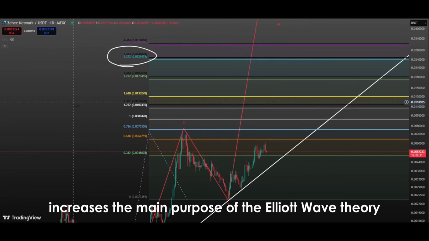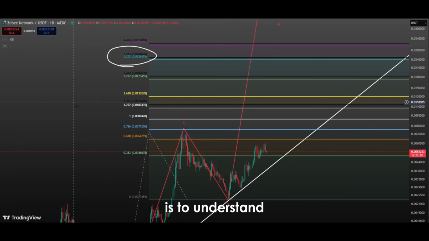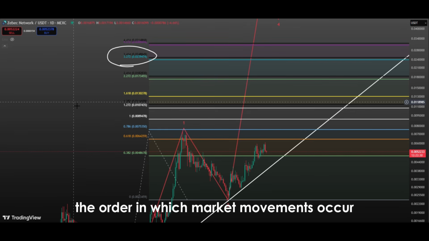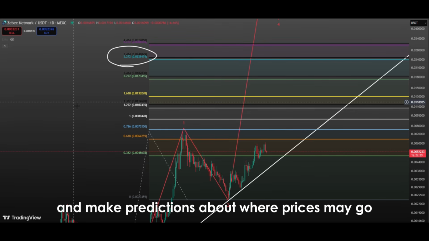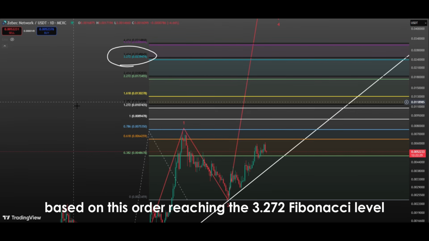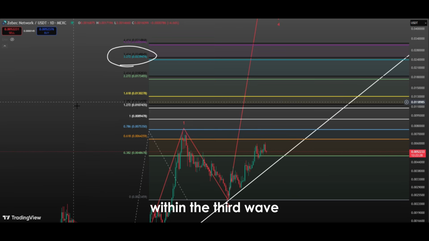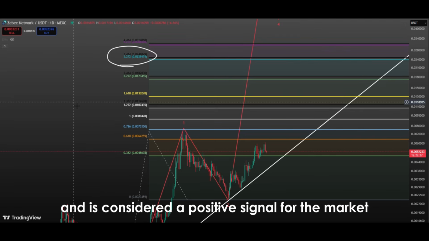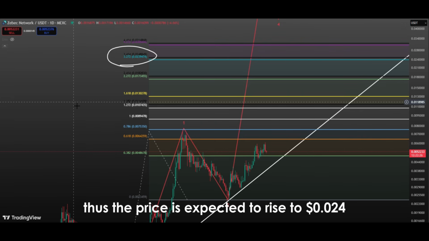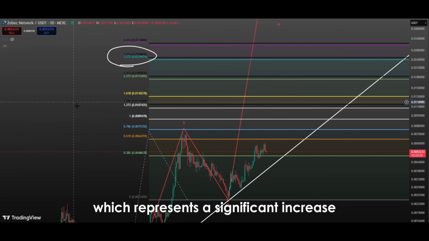The main purpose of the Elliott wave theory is to understand the order in which market movements occur and make predictions about where prices may go based on this order. Reaching the 3.272 Fibonacci level within the third wave is an important part of this structure and is considered a positive signal for the market. Thus, the price is expected to rise to $0.024, which represents a significant increase compared to current price levels.